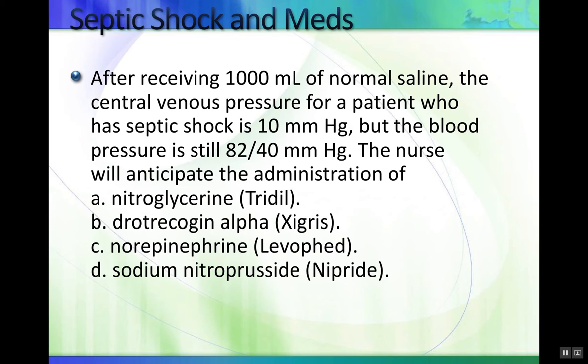For Xigris, there's a spot in your book under septic shock where it tells you it's been proven that Xigris is not an effective drug, so that drug is not given anymore. They stopped in about 2009, when all the studies showed it was not effective. And then nitroprusside, or Nipride, is an arterial vasodilator and would also further decrease your systemic vascular resistance.